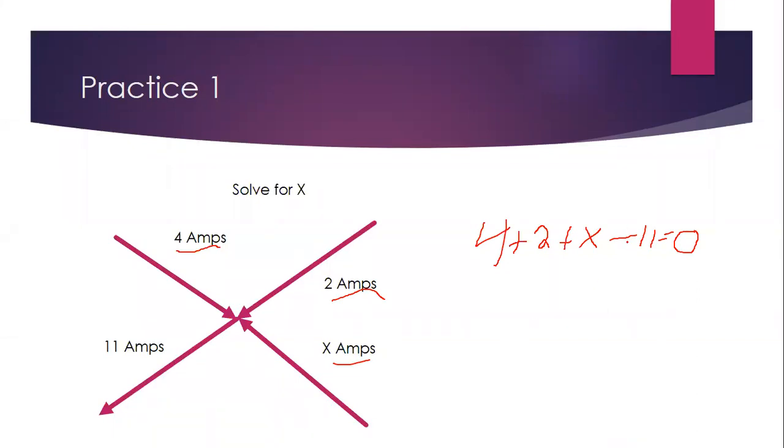All right, so if we solve for X, again, 4 amps going in, 2 amps going in, X amps going in, 11 amps going out, so it's minus, and then it equals 0, because all the current going in must equal all the current going out. We can rearrange it as 6 plus X equals 11. And then what does X equal? X would be 5 amps. So that's how we do the first one. Again, current going in equals current going out.